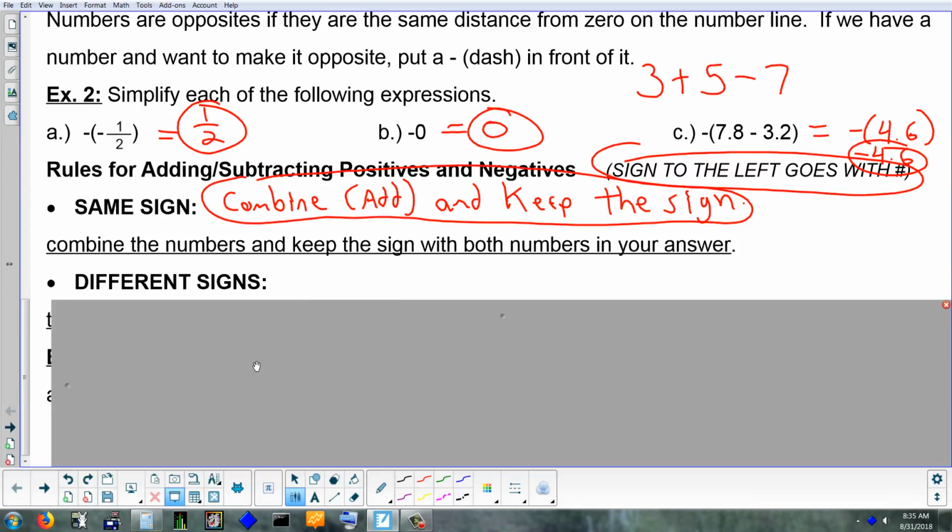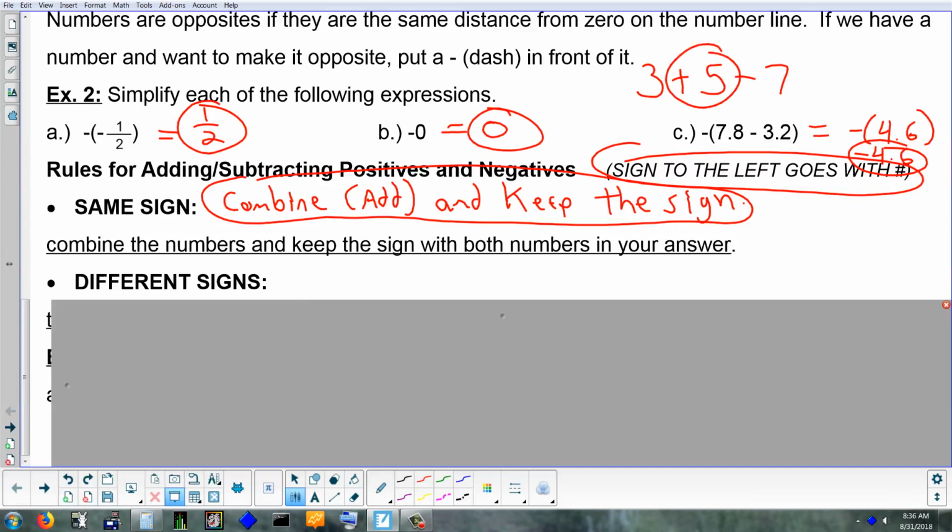Paige, what type of number is 3? Positive or negative? Positive. Alright? Melanie, what about 5? Positive. How do you know? Because there's a sign. The plus, yeah. The sign to the left of it is positive.